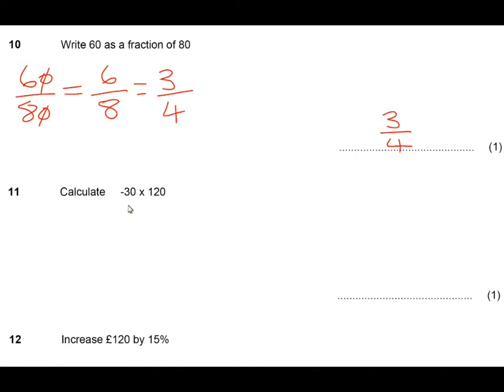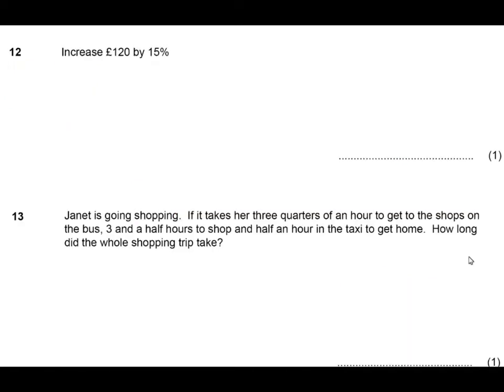The next question is asking us to calculate minus 30 times 120. So a negative multiplied by a positive is going to give us a negative answer. The 3 times the 12, if you know your 12 times tables, is 36. And we have 2 zeros to add on. So our answer for 1 mark is minus 3,600.